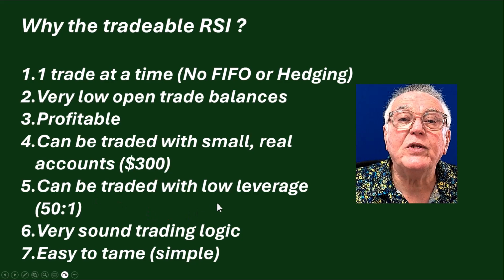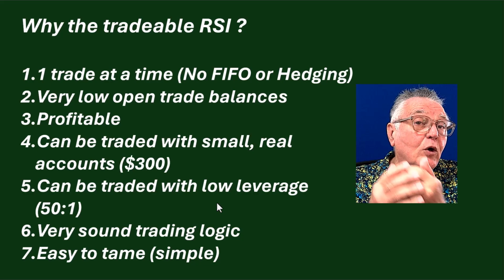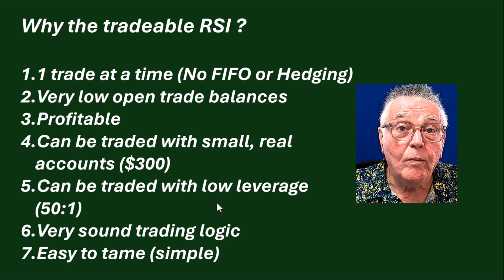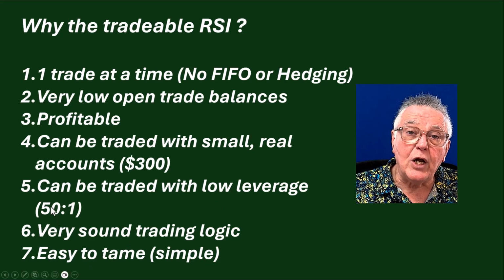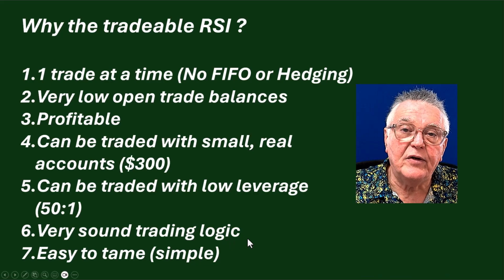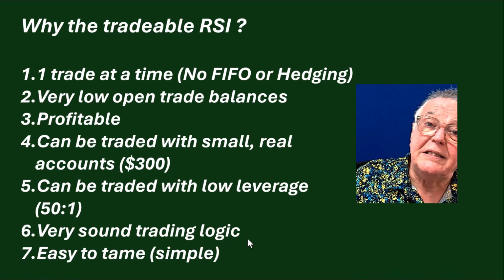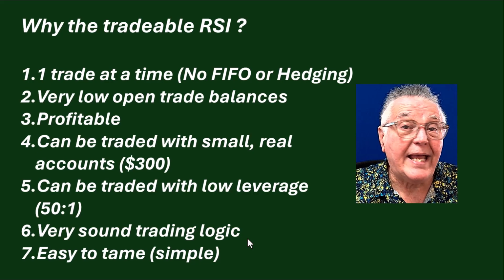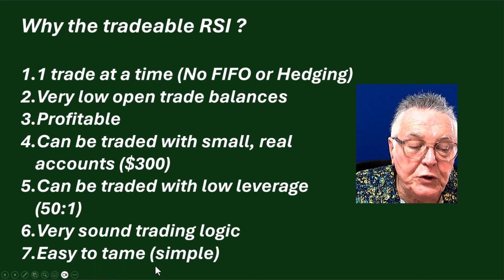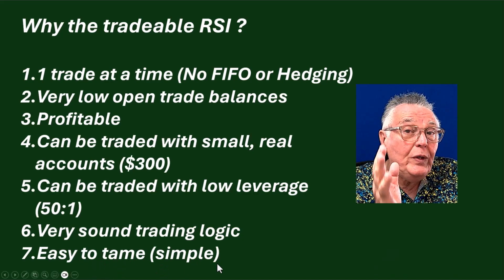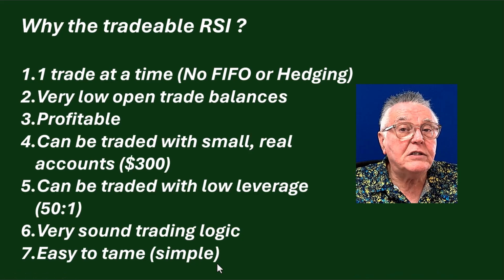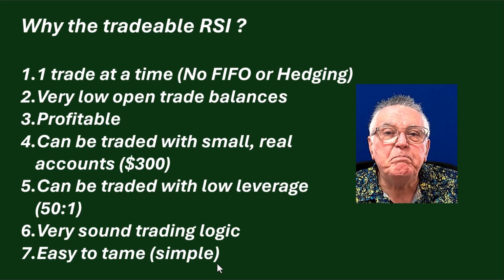It can be traded with low leverage. Because it's profitable, because we're only trading one trade at a time, you don't need much leverage at all. So it can be traded on very low leverage, ideal again for the US traders. Very sound logic. I've already said it's so easy. You just sell overbought, buy oversold, and use the ADX to filter trends. Very simple logic. And it's easy to tame. So it's a simple EA. You're only worrying about the RSI and the ADX. There are some other things you're worrying about, but it is simple to tame.